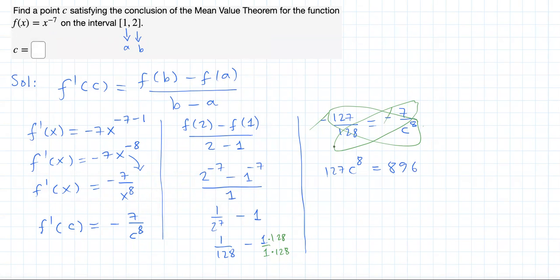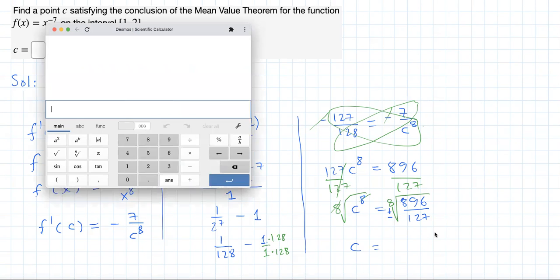Now dividing both sides of this equation by 127, you're going to get c raised to the 8th power equal to 896 over 127. Taking 8th roots on both sides of the equation to eliminate this exponent 8, we finally get c isolated, right? But don't forget, since the exponent is even, we're supposed to write plus minus. So we're going to get plus minus the 8th root of 896 over 127 in exact form. Now I'm going to calculate it and approximate it to 3 decimal places for accuracy.